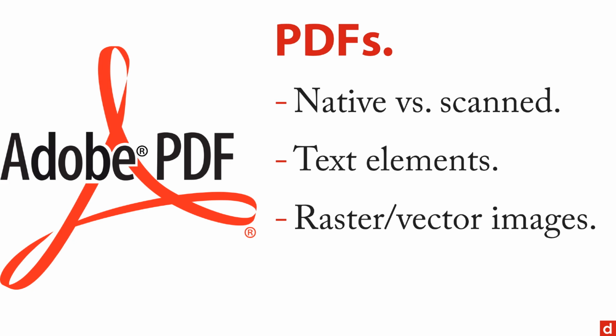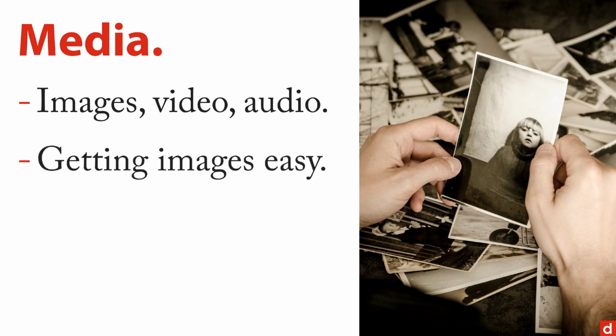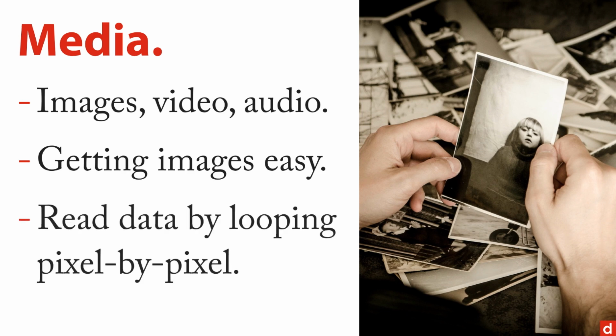And then in PDFs, you can deal with tabular data, but you probably have to use a specialized program like ScraperWiki or Tabula in order to get that. And then finally, media like images and video and audio. Getting images is easy. You can download them in a lot of different ways. And then if you want to read data from them, say for instance, you have a heat map of a country, you can go through it, but you'll probably have to write a program that loops through the image pixel by pixel to read the data and then encode it numerically into your statistical program.